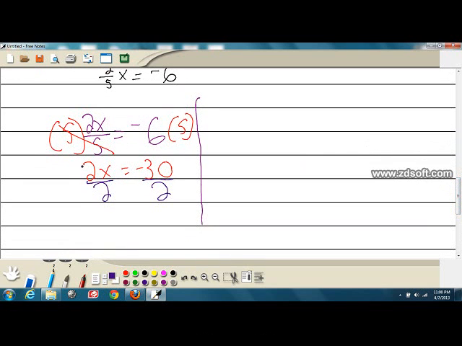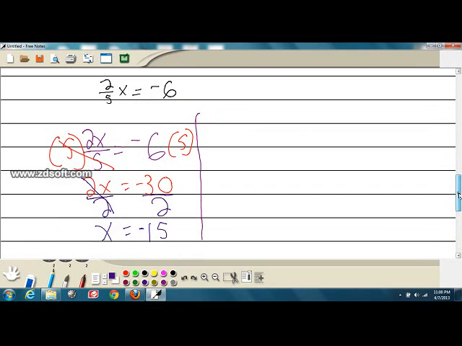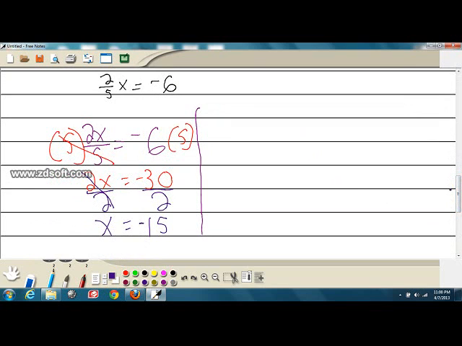So the 2's cancel out. So we have negative 30 divided by 2. Well, 30 divided by 2 is 15. So negative divided by positive is a negative. So we have negative 15. So now let's do it the other way. The quickest way, that once you become an algebra master, you'll know how to do right away.